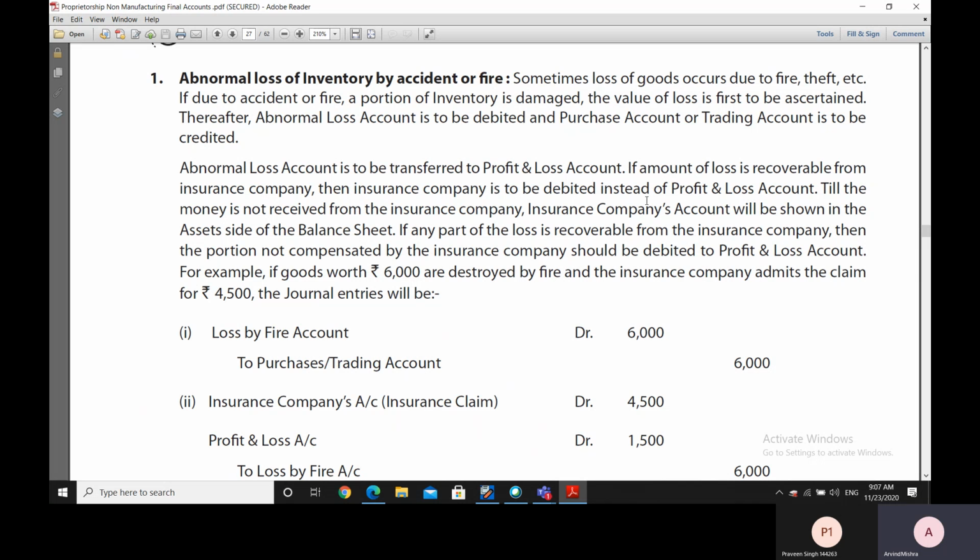That is why, of course, we have been paying insurance premium to the insurance company, so that whenever such abnormal loss happens, they will recompense us. But once we have debited the insurance company, we are showing that we are going to get this money back from the insurance company.